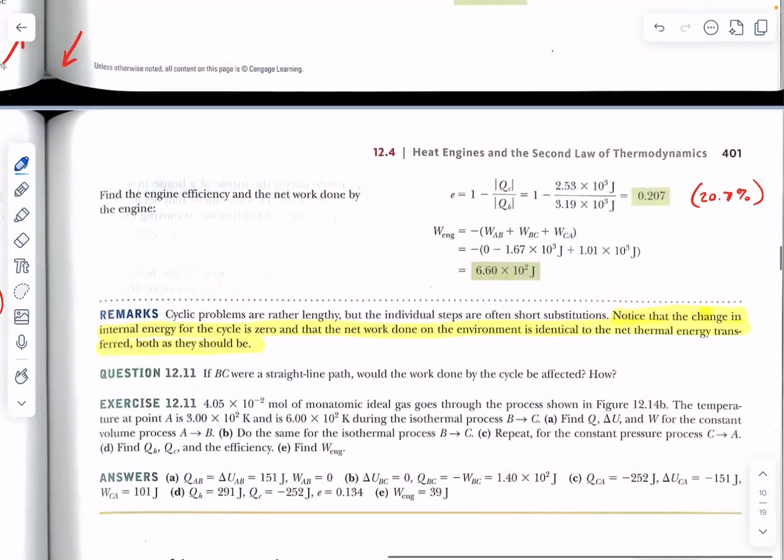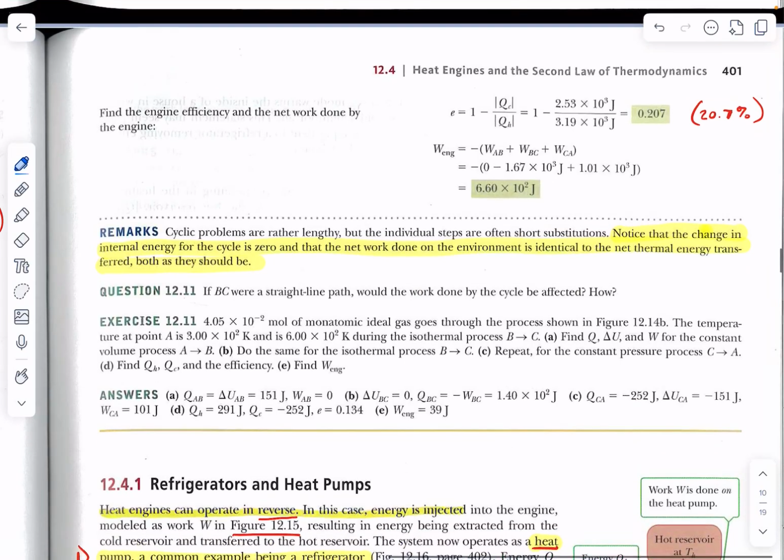And here, except for this part, find the engine efficiency and the net work being done. And we just were introduced to this equation for finding the efficiency. We calculated the heat coming out versus the heat that we put in. And we see that this engine is 20.7% efficient, which means the rest of the energy has got to be dumped into a low temperature reservoir, which might be the environment.